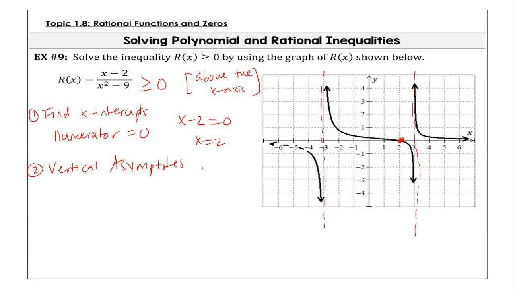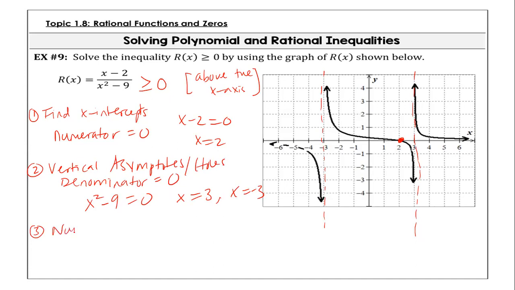Okay, so finding my vertical asymptotes, that's where I set my denominator, well, asymptotes and holes, denominator equal to 0. So when I set my denominator equal to 0, that's x squared minus 9 equals 0. So x equals 3 and x equals negative 3. Yes? Okay.